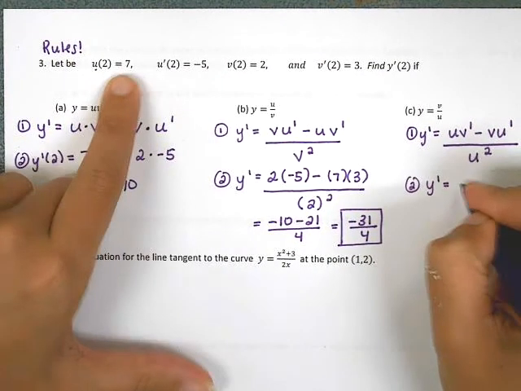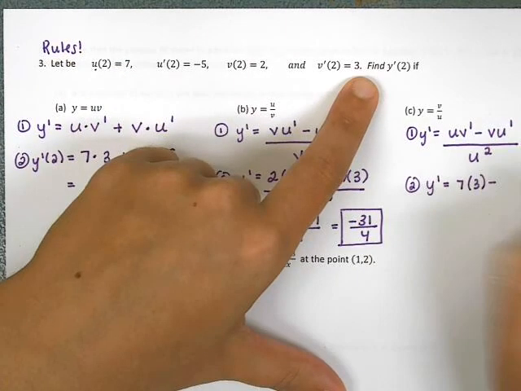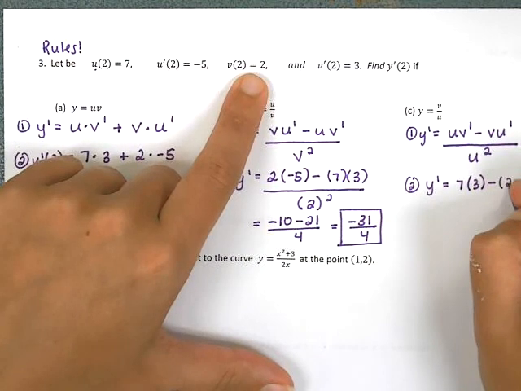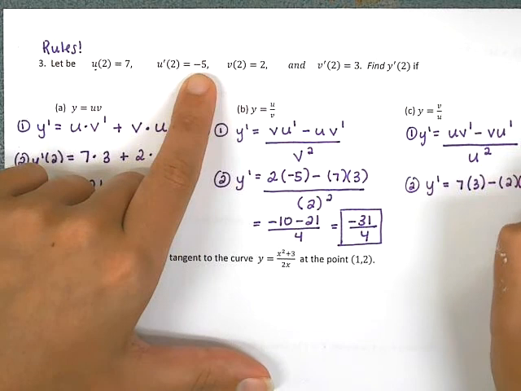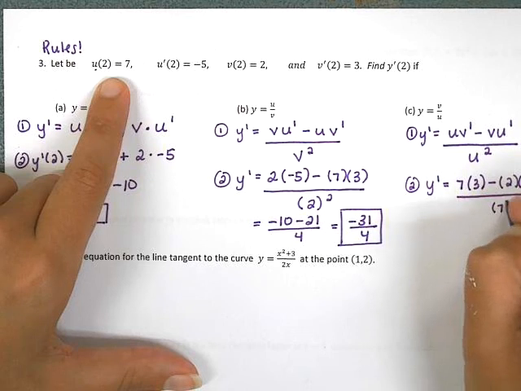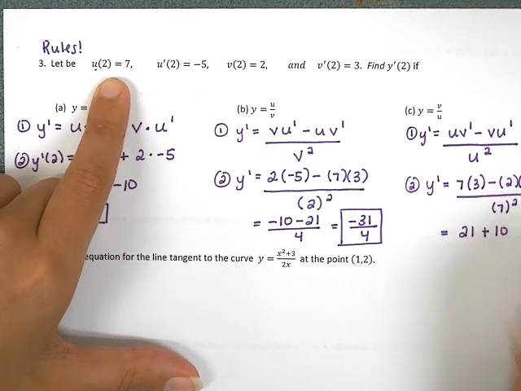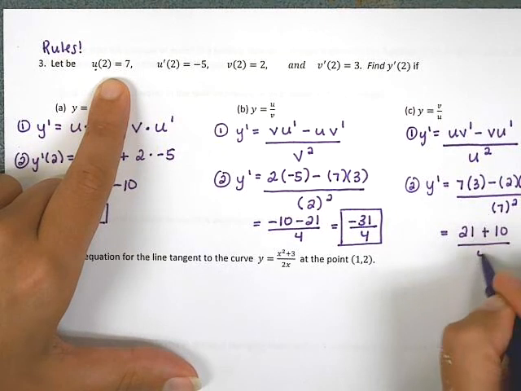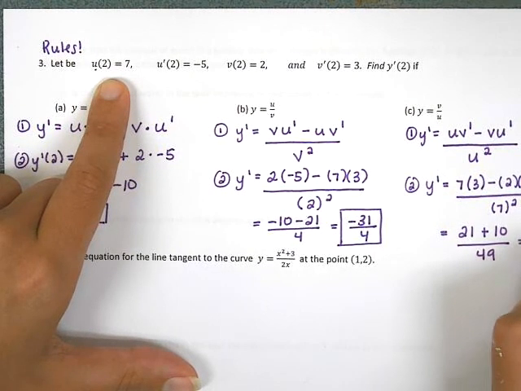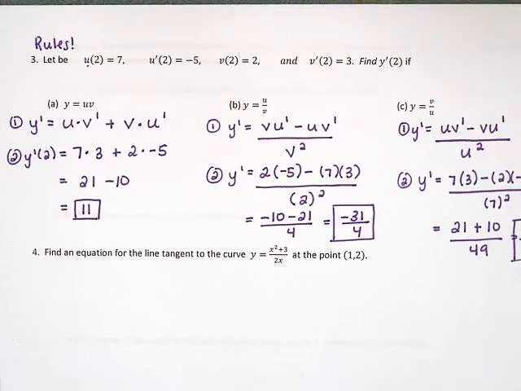plug 2 into regular u, I get 7. Into v prime, I get 3. Minus regular v, I get 2. U prime, I get negative 5. And at the very bottom, for regular u, I get 7. So I get 21 plus 10, because 2 negatives make a positive, over 49, which is 31 over 49. Again, is this different? Absolutely. Order matters, especially in division and subtraction.